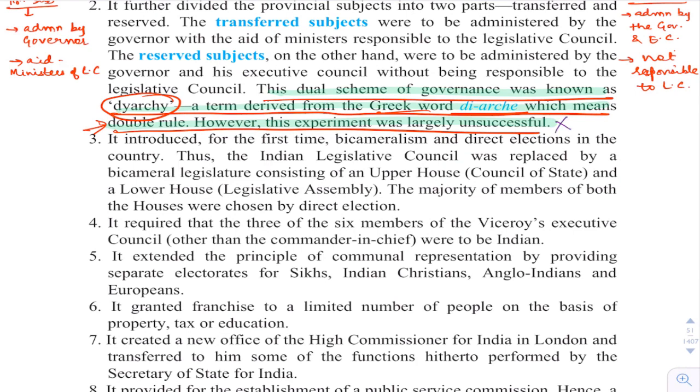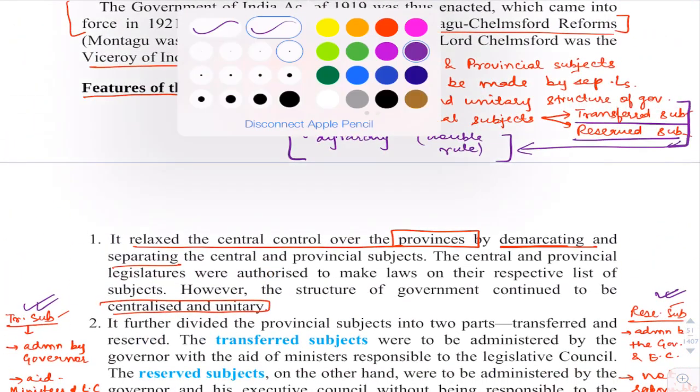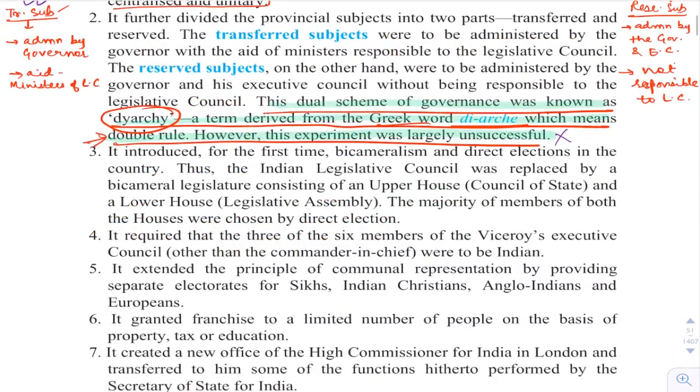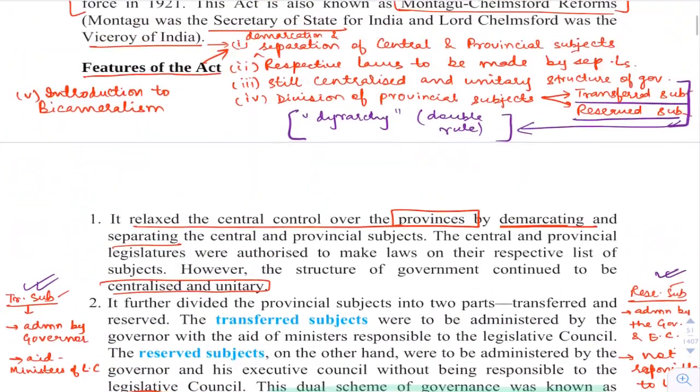It introduced for the first time bicameralism and direct elections in the country. So again, another important feature is, so number 5th I'll write here, introduction to bicameralism. And also what it said, direct elections in country. And direct elections. इतना ही लिखना sufficient है, country की तो हम बात कर ही रहे हैं.